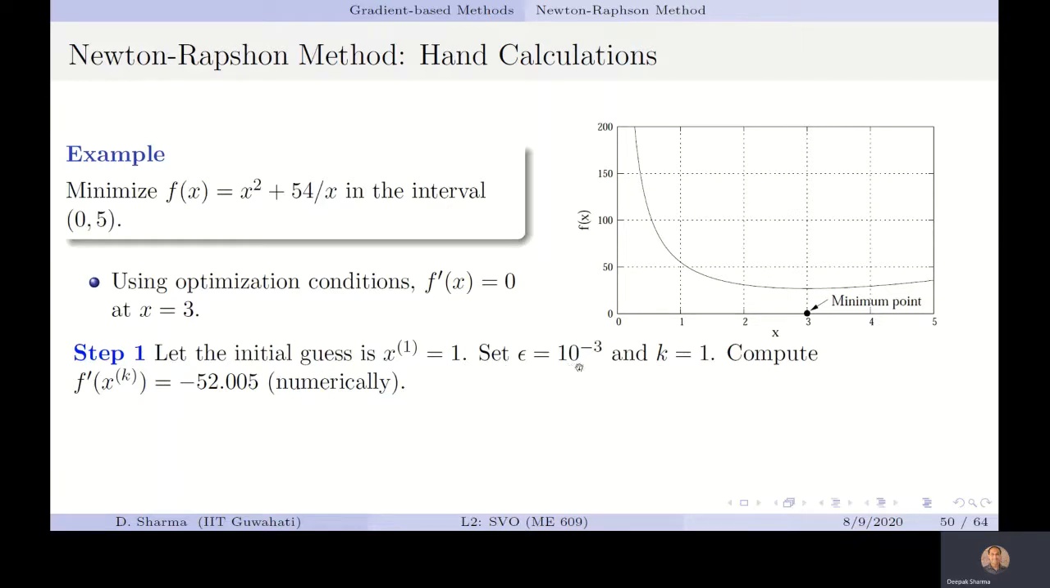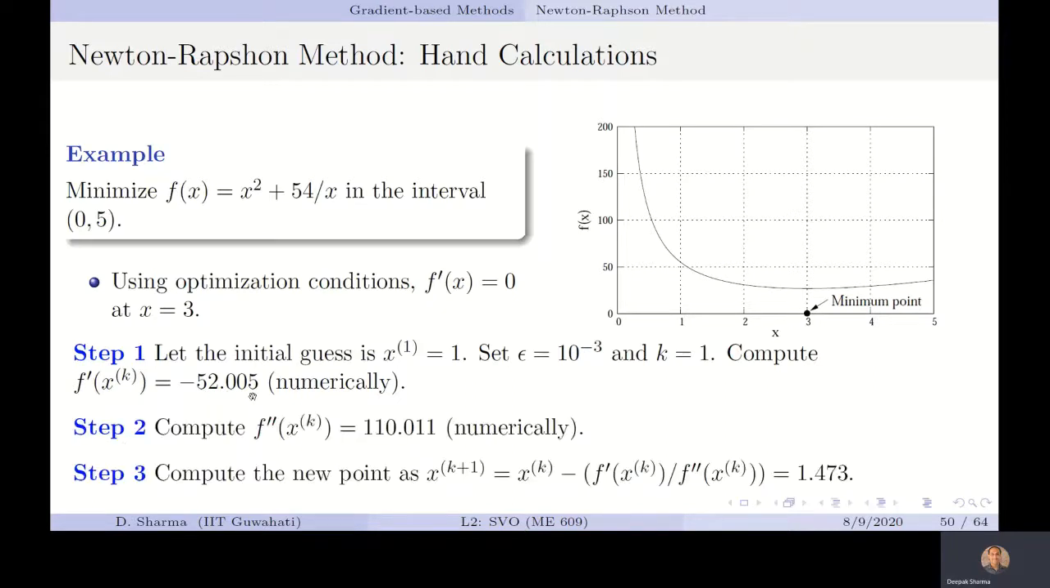An epsilon value of 10 to the power minus 3 so that we can terminate our algorithm. k is 1. And first we compute the first derivative of the function. If we calculate it numerically, as I have written, because when we write a code we have to find the derivative of the function at a point numerically, this is minus 52.005.